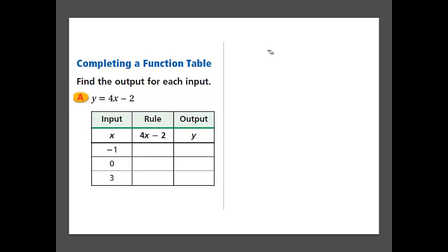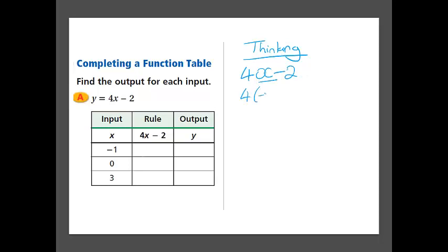The equation says y equals 4x minus 2. That is going to be our rule. Our inputs are the x values and our output is going to be our y values. On the right hand side, I've got my thinking side. I'm going to write the equation, which is 4x minus 2, and then I'm going to substitute the value for x.